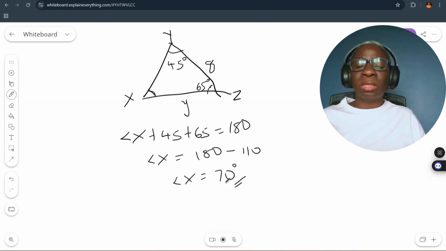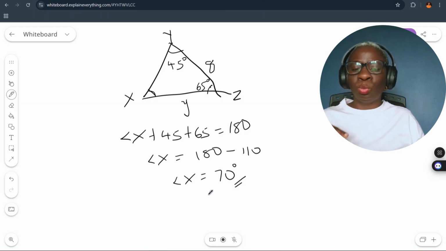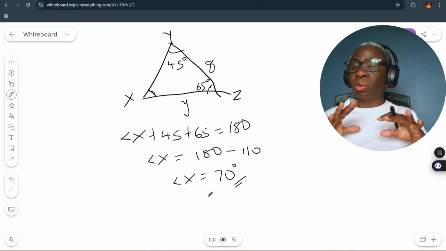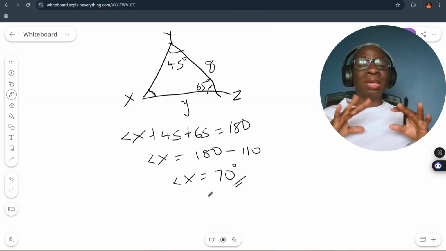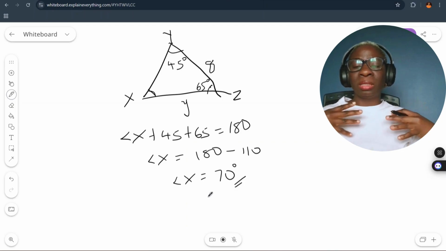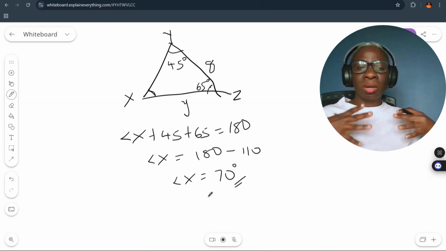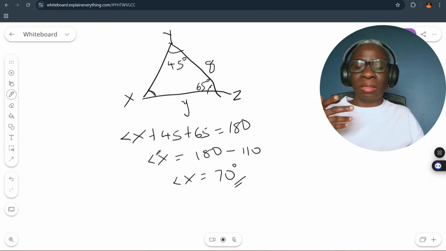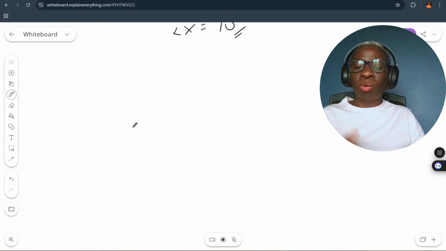We solve the first one. And the second one says we should find side Y. Now, what do we use? Are we going to use the sine rule, or are we going to use the cosine rule? Because this is obviously not a SOH type of solution. So we are either using the sine rule or the cosine rule. And now let's remember the rules. If you remember the rules, then you will know which one to use.